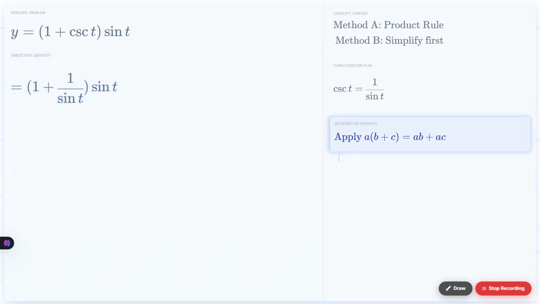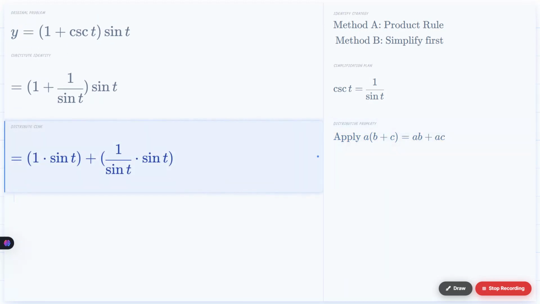We prepare to use the distributive property. We do this to get ready to multiply the parts. This rule says we can multiply the term by each part inside the parentheses. We multiply sine by 1 and then multiply sine by 1 divided by sine. We do this to remove the parentheses. The distributive property lets us multiply through the group.